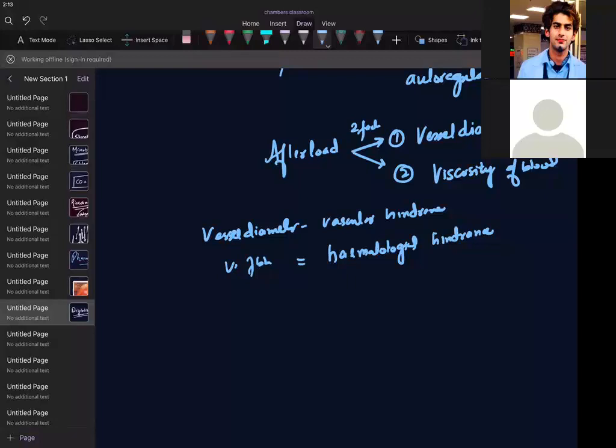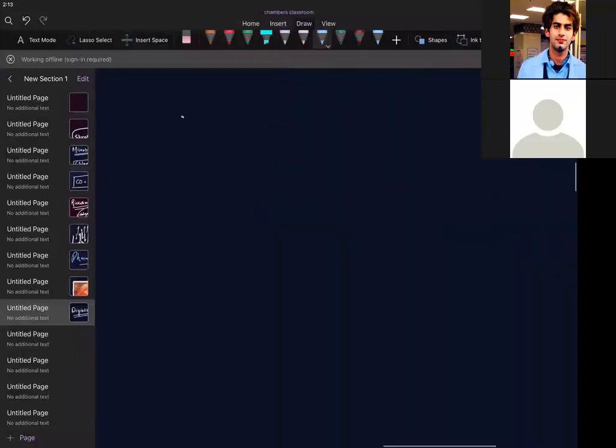What is vessel diameter? If you decrease the vessel diameter, that will increase the resistance, and that will decrease the stroke volume. That means in vasodilatation, stroke volume should increase because afterload is decreasing. If you increase the total peripheral resistance, it is by vessel diameter. If you decrease the vessel diameter, you make it smaller, resistance will increase. That means stroke volume will decrease.